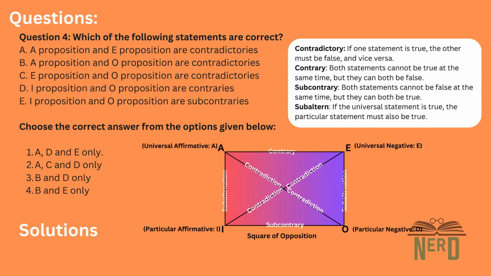D, I proposition and O proposition are contraries. This is incorrect. I and O are not contraries. They are subcontraries. They cannot both be false, but they can both be true.